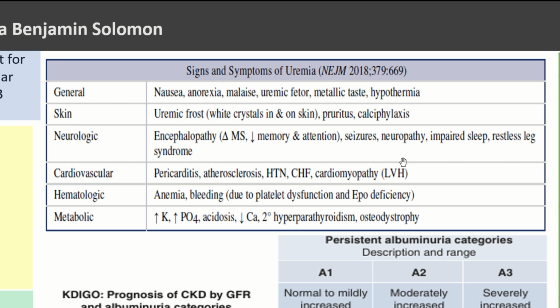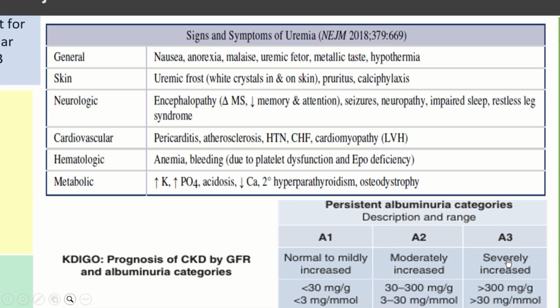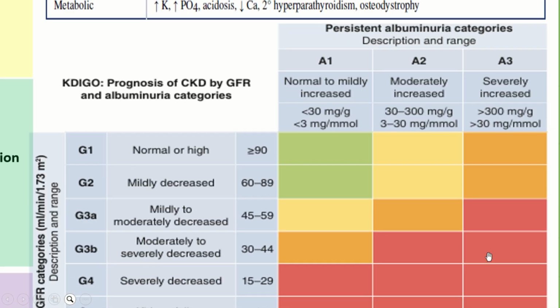We can have hematologic conditions like anemia, and we can also have bleeding. Then we have metabolic, like increased potassium, increased phosphate ions, acidosis, decreased calcium, secondary hyperparathyroidism, and osteodystrophy.